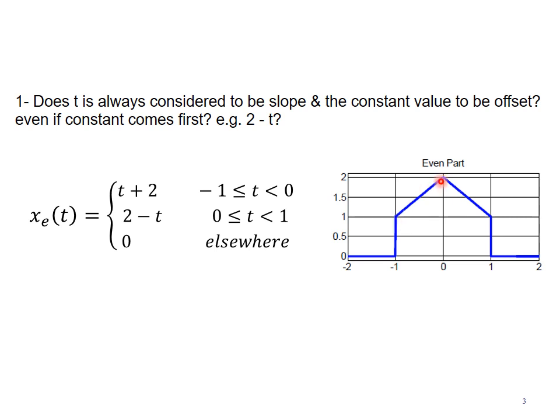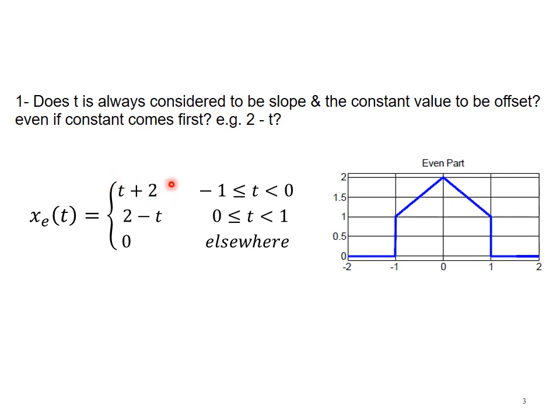If we draw these signals, you can see here when t is equal to 0, both have value 2, and t plus 2 is basically this one, an increasing ramp. When time is minus 1 to 0, it is increasing, and this 2 minus t is this one. So when time is 0, it is 2, and when time is greater than 0, it is decreasing with time.